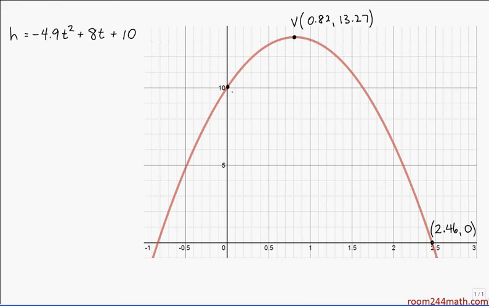Now, this point was, in a way, a very easy point. We already knew that. The y-intercept was (0, 10), and that really just means that you're starting at time 0 at a height of 10.